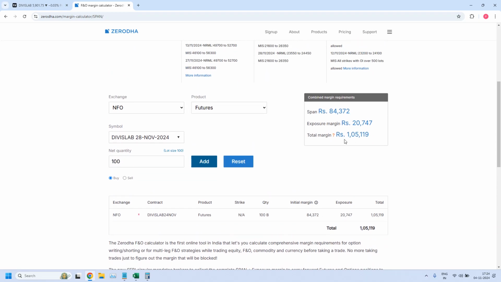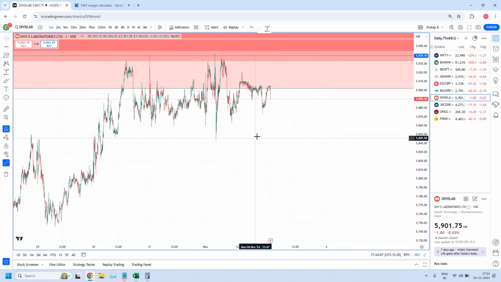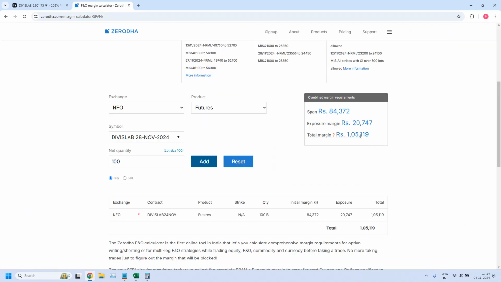So what is the 1,05,000? The close was here, our entry would have been here, a little more extra risk will be there. Maybe 1,05,500 could have been our margin cost, approximately.